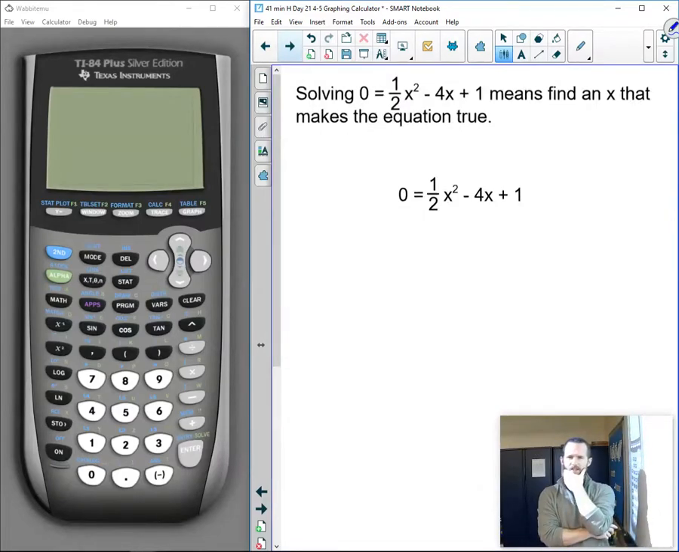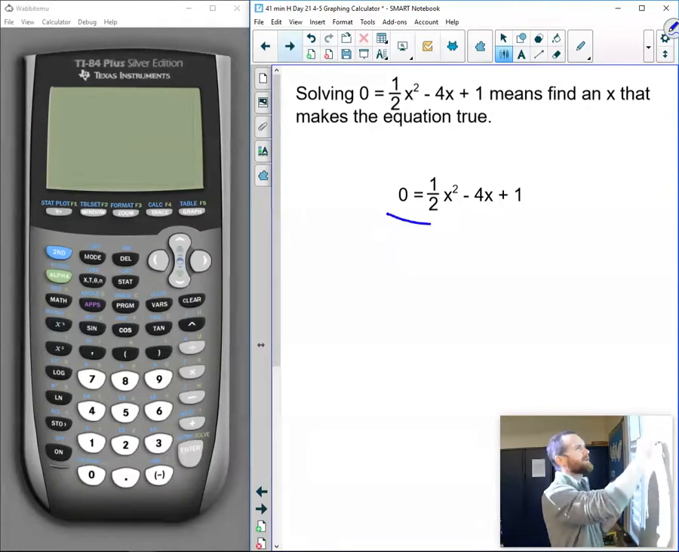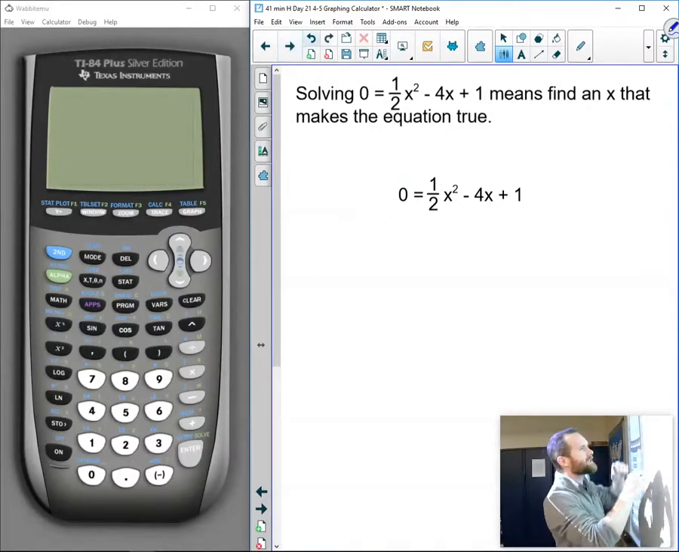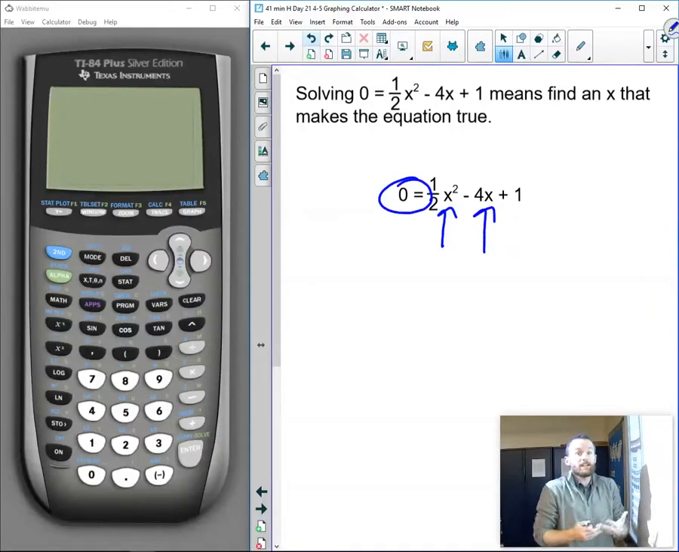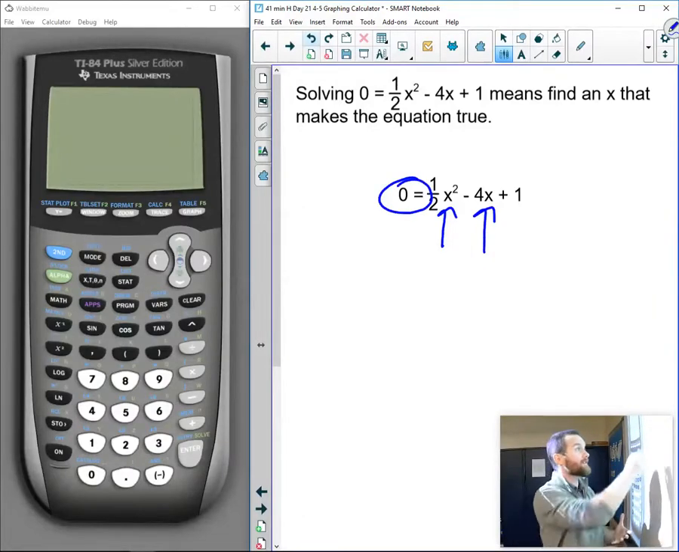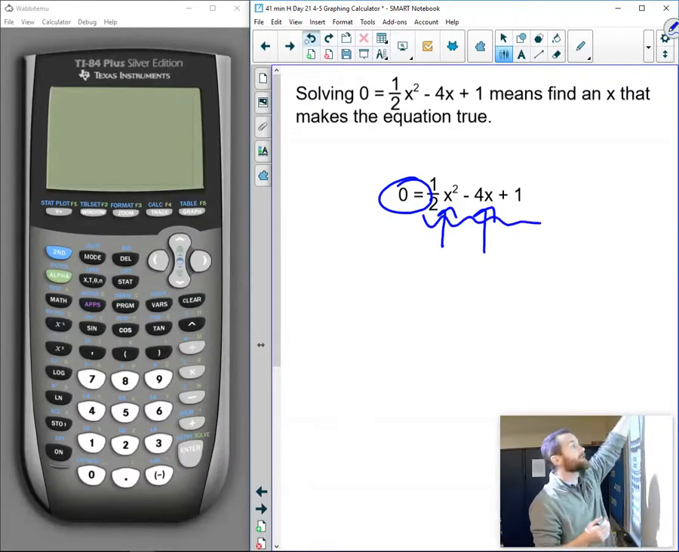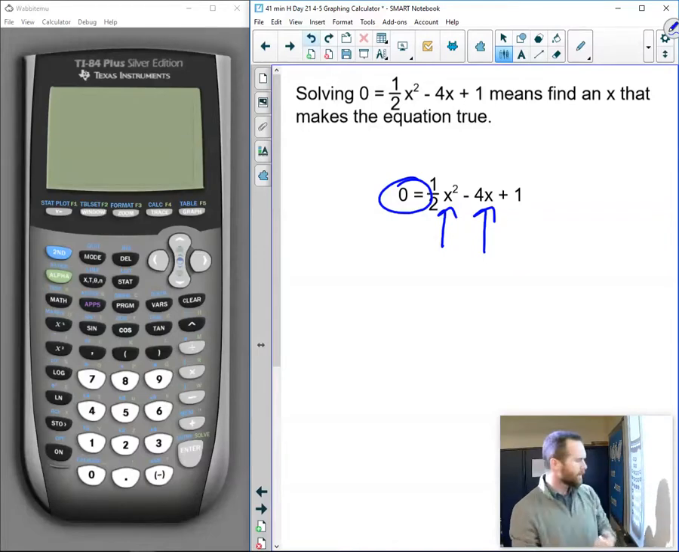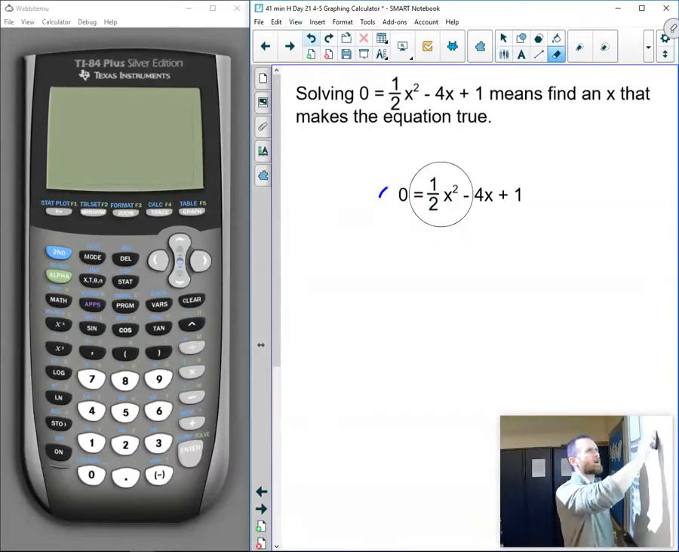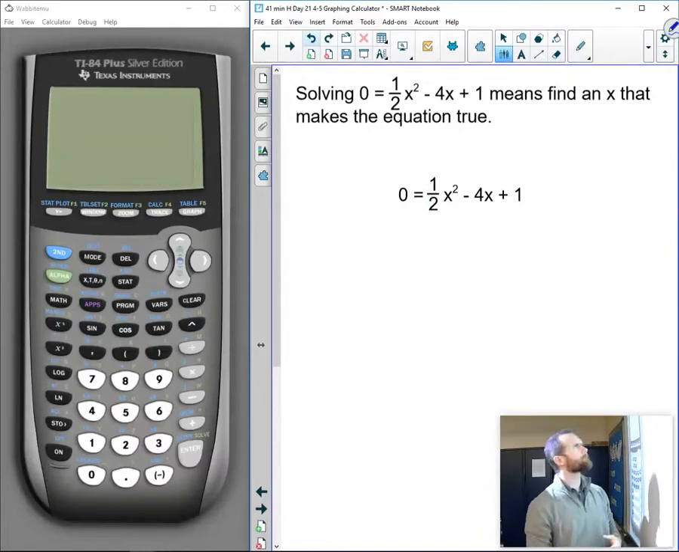So if we had to solve 0 equals 1/2 x squared minus 4x plus 1, that would mean we're trying to find an x value that makes the equation true. Another way to look at that is, we're trying to find an x value where when we plug this x value in, it equals 0, because that's the only way the equation is going to be true, is if this part equals 0. So we're looking for an x value that when we plug it in will give us a 0. We'll make the expression equal 0.